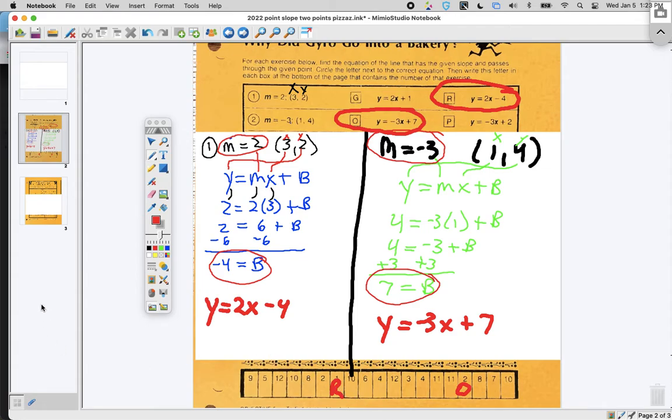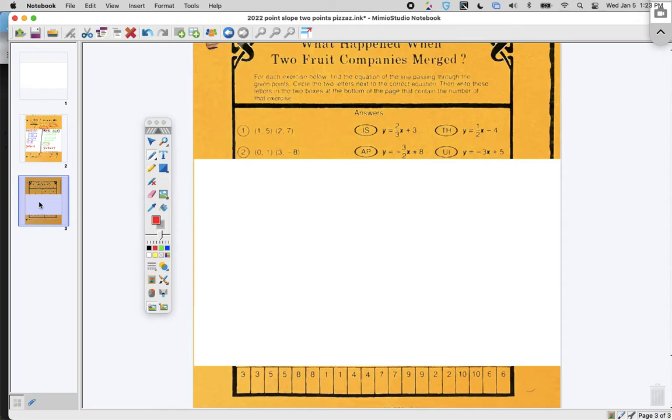All right, the next page. It's just one extra step. This is page 160. So again, your final goal is to write the equation. Well, this time they don't give you a slope. We have to actually figure out the slope on our own.